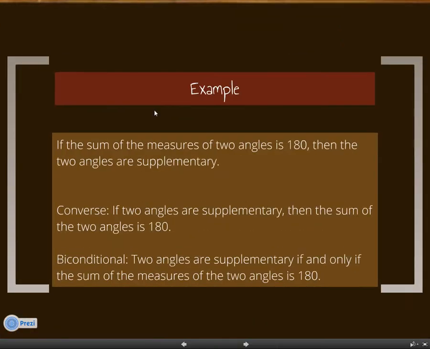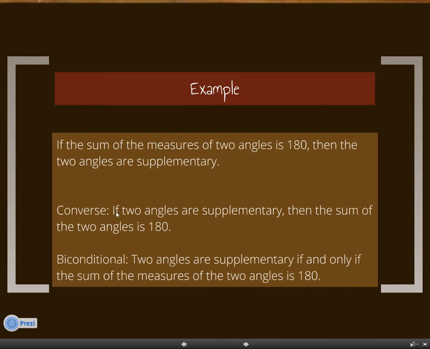If the sum of the measures of two angles is 180, then the two angles are supplementary. So that's going to be our conditional. The converse of that would be simply switching your hypothesis and your conclusion. So if two angles are supplementary, then the sum of the two angles is 180 degrees. If the sum of the measures of two angles is 180, that means they are supplementary. So that is true. If two angles are supplementary, then they add up to be 180. That's also true. So I can write this as a biconditional.